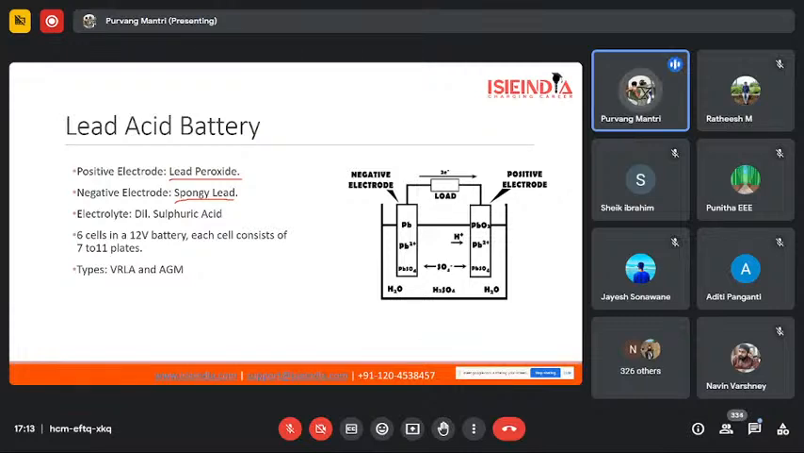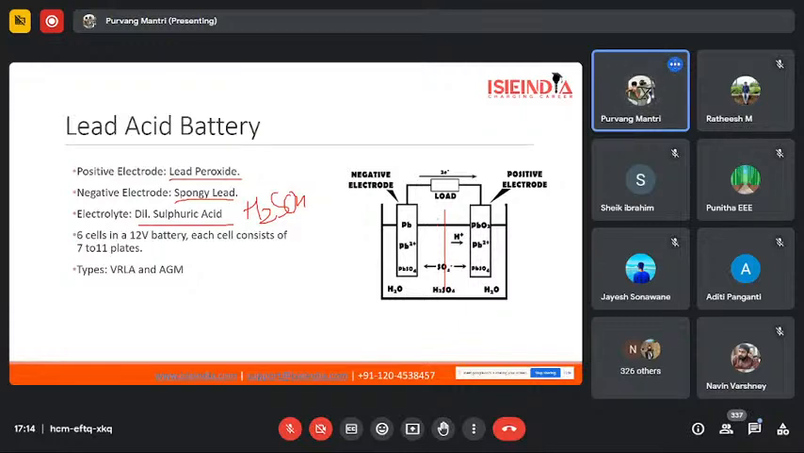And the electrolyte is dilute sulfuric acid, which is H2SO4. And to dilute it, we use distilled water. So in this case, the dilute sulfuric acid would react with lead of both the electrodes, and they will have ionic exchange between each other. Of course, there will be a separator in between both the plates, because we don't want internal short circuit happening.